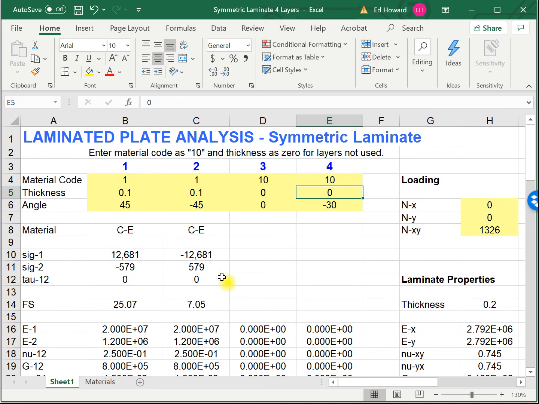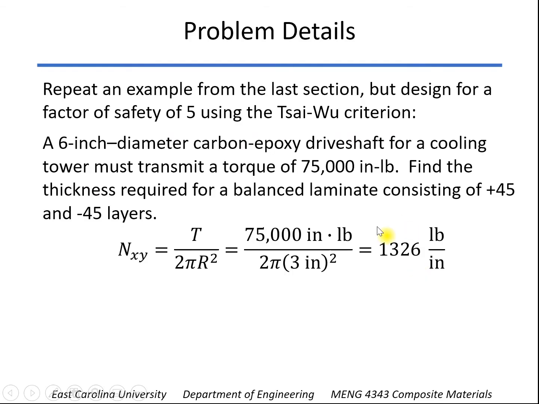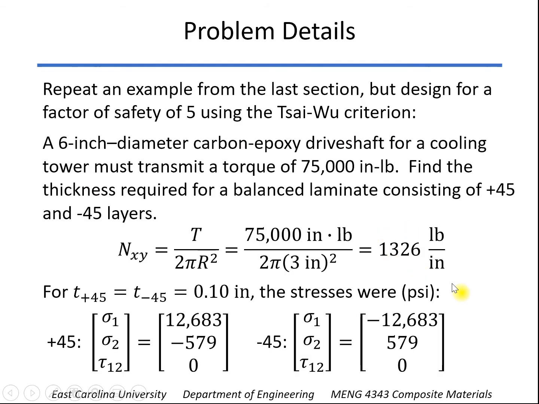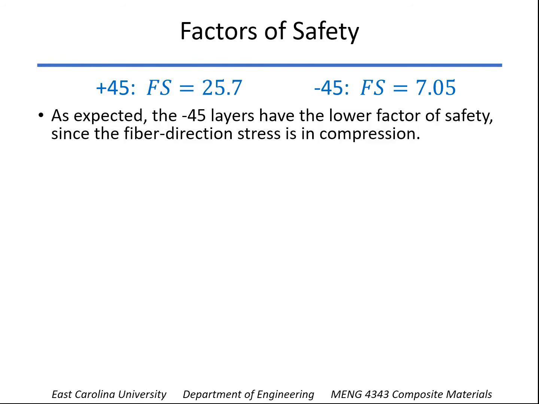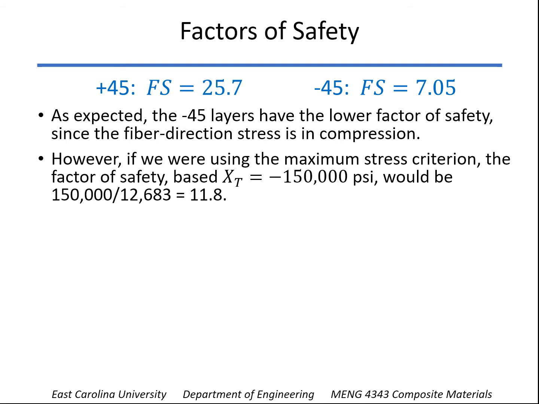Okay, let's shift back. Here are the stresses, and again there's the calculated factors of safety. So, because the compression strength is less than the tensile strength in the fiber direction, it makes sense that the minus 45s are the critical layers here. One thing that we should compare this to, if we just looked at the fiber strength, we'd see a factor of safety of 11.8. So there is some interaction here that causes that factor of safety to be lower.